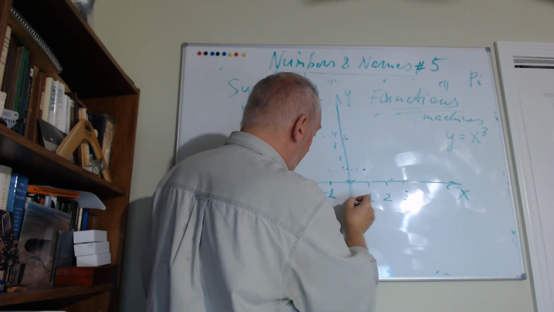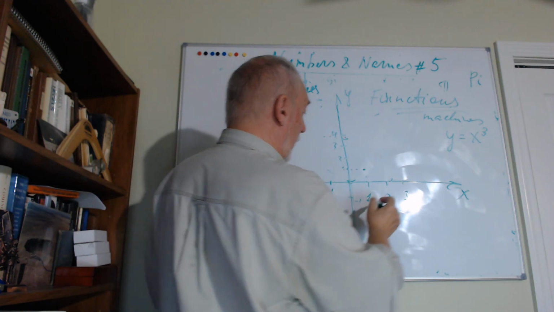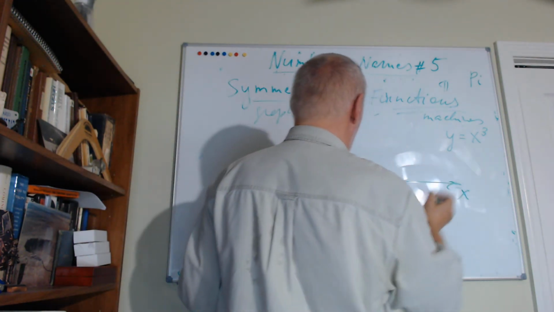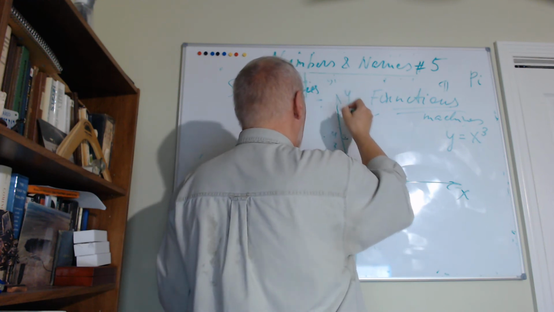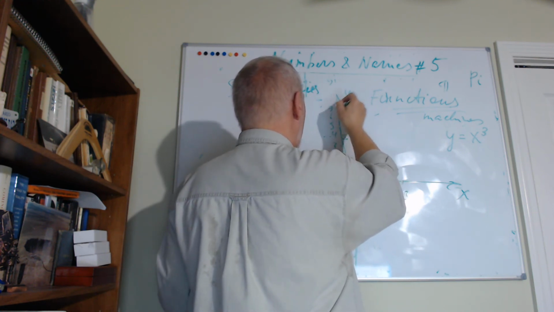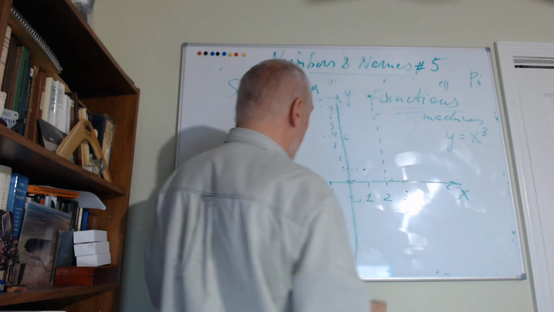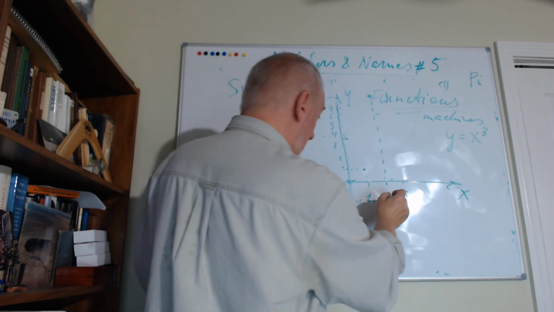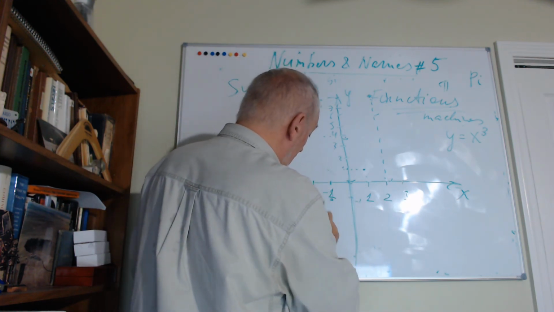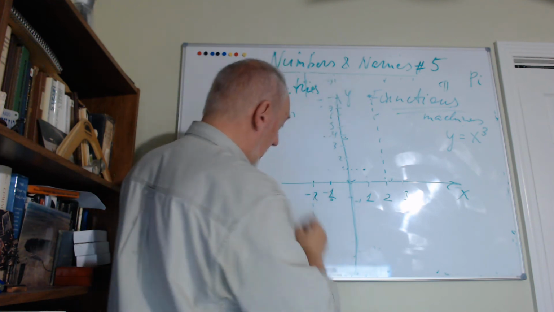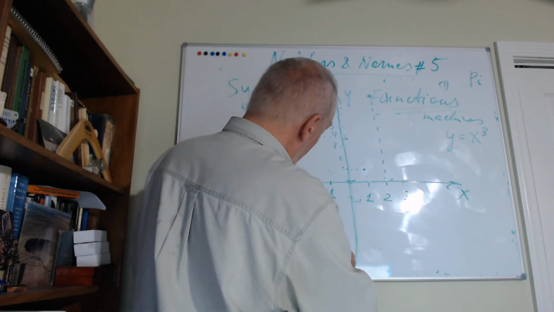So minus 1 is here, right? So the point is here. And now for 2 it is 8. So 5, 6, 7, somewhere here for 2. And for minus 2 it will be minus 8. So somewhere here.